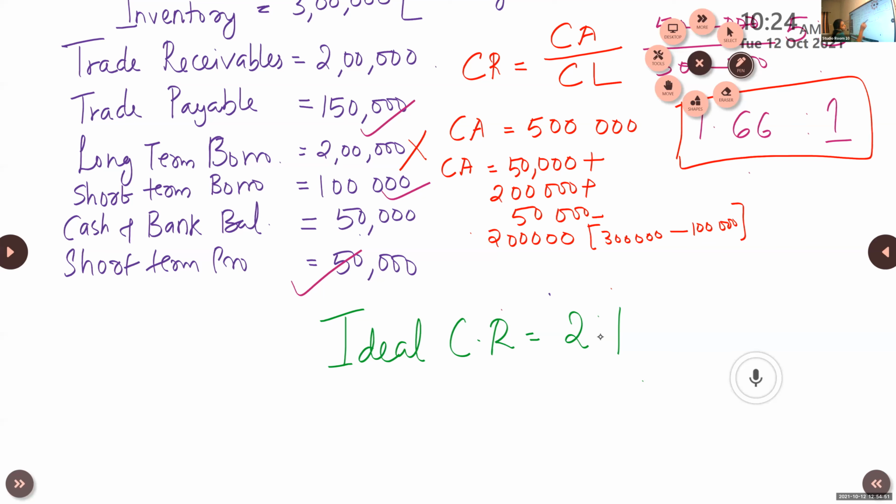So, how do you conclude about this ratio? 1.66 is to 1. Is that good or bad? It is not that good, but still it's good. Okay, 1.66 is to 1. Ideal CR is 2 is to 1, and we have found out our calculated CR is 1.66 is to 1. Okay, have you completed this, everyone?